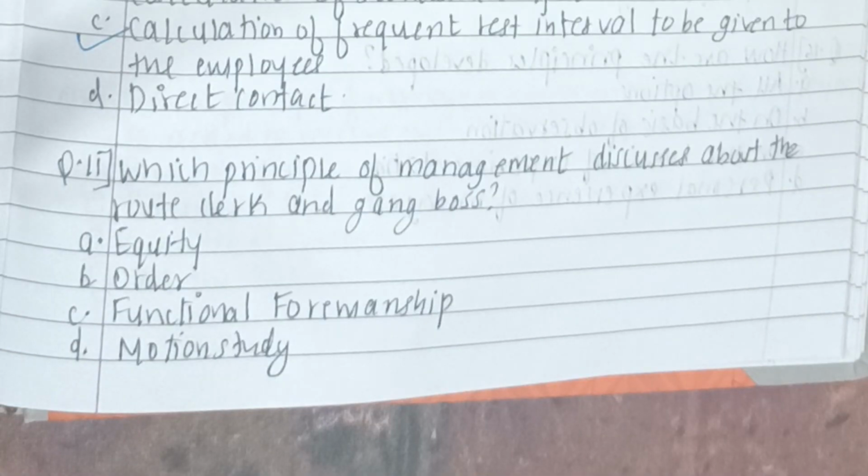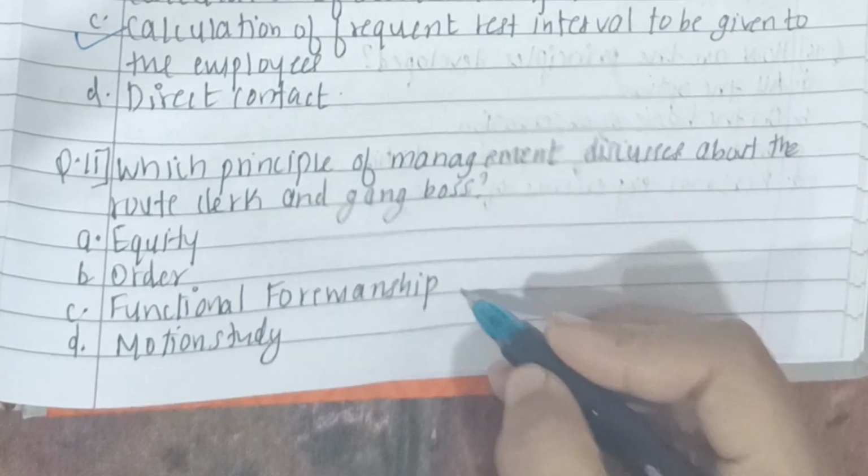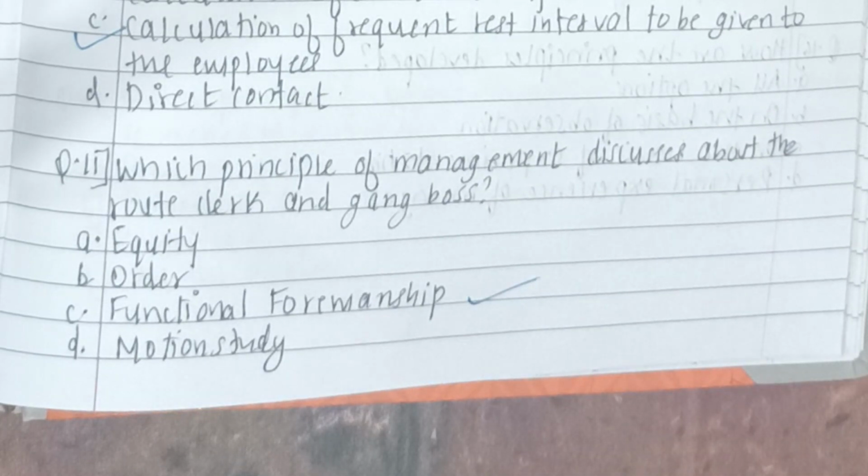Next is, which principle of management discusses the root clerk and gang boss? So all this comes under functional foremanship, wherein there was a division between who is going to plan the work and who is going to execute the work.